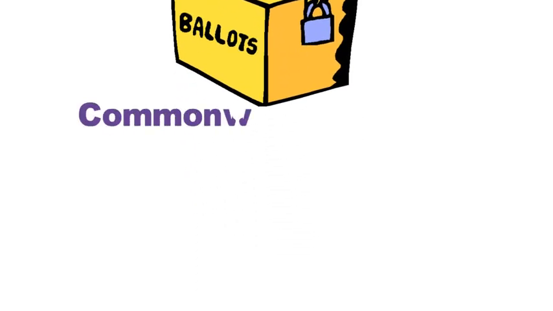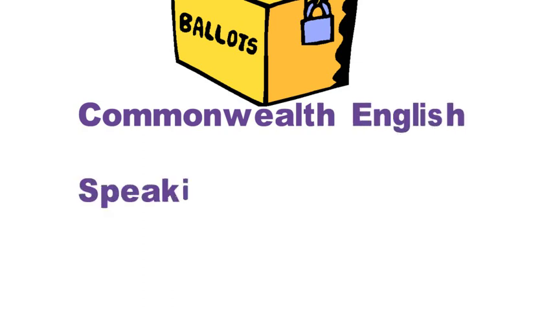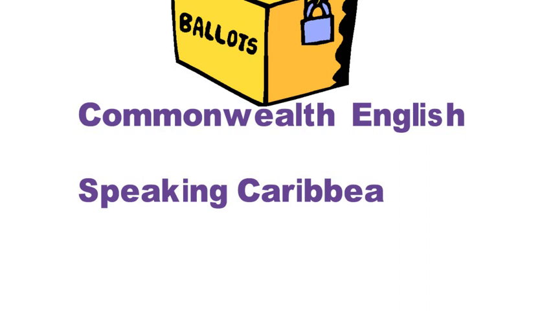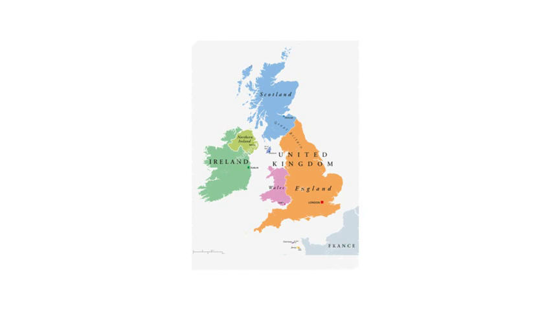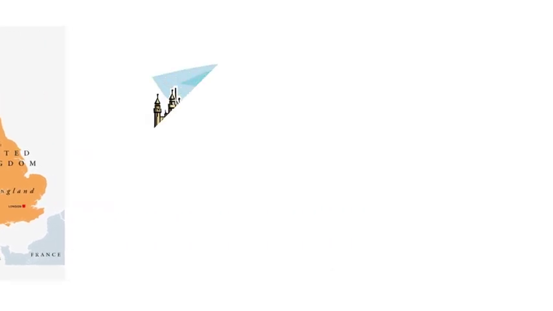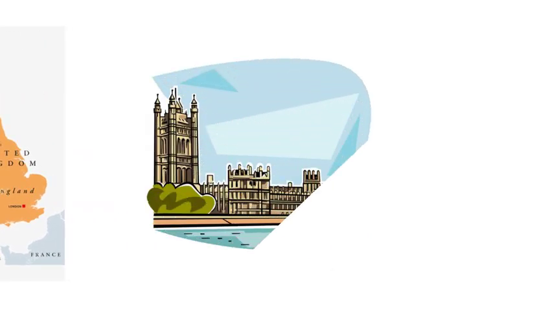All of the English-speaking independent democracies are known collectively as the Commonwealth English-speaking Caribbean. Their political system is based on the Westminster Model. This is the parliamentary system of the United Kingdom. It takes its name from the Westminster Palace in London, where the British Parliament is located.